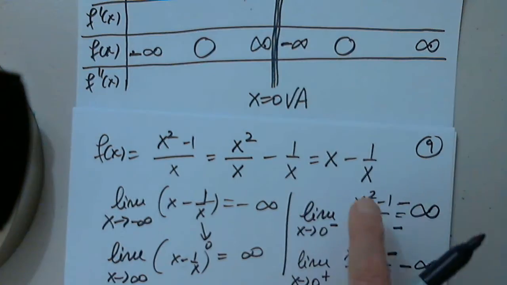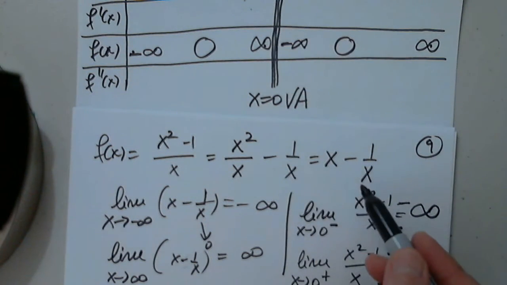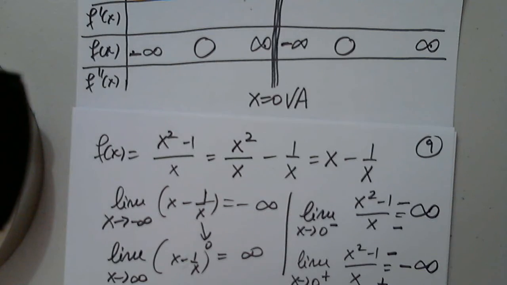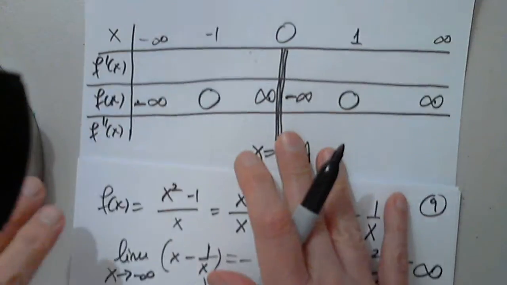Now I can move on to the first derivative. Very simple, very easy, if I simplify it. So f prime of x: the derivative of x is 1. Remember, the derivative of 1 over x is negative 1 over x squared, with minus in front. Find the least common denominator, x squared plus 1 over x squared. Always greater than 0. Always positive, never 0. Fine, okay.